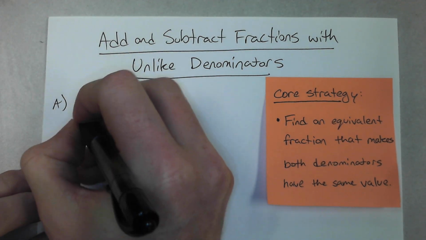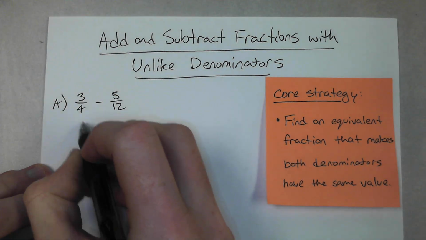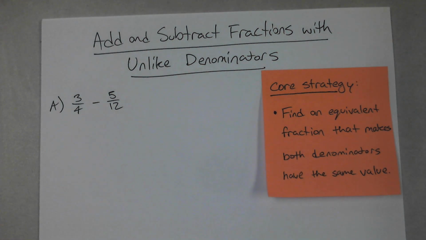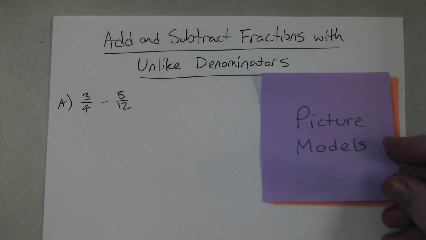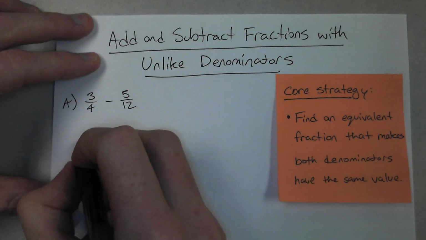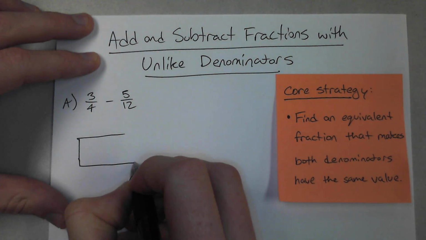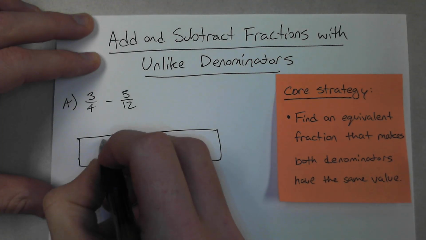We're going to do 3/4 minus 5/12. Right now we have different denominators. We have two different strategies to find an equivalent fraction. The first strategy we're going to use is picture models. First, we will represent 3/4, and then we will represent 5/12.